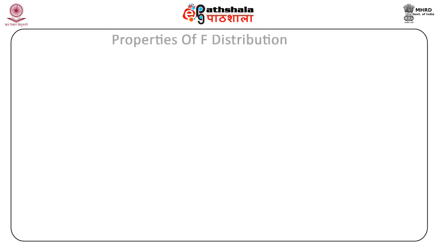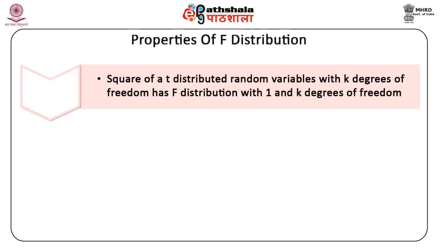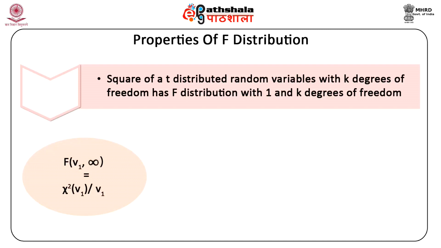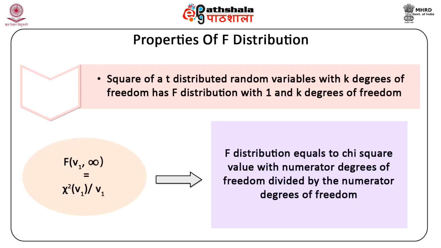Third, it can be shown that the square of a t distributed random variable with k degrees of freedom has F distribution with 1 and k degrees of freedom. And lastly, it can also be shown that F of nu1, infinity is equal to chi-square nu1 upon nu1, which implies that for large denominator degrees of freedom of the F distribution, the chi-square value with numerator degrees of freedom divided by the numerator degrees of freedom are approximately equal.